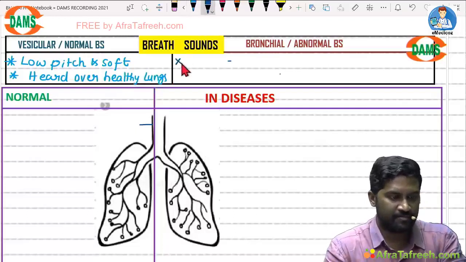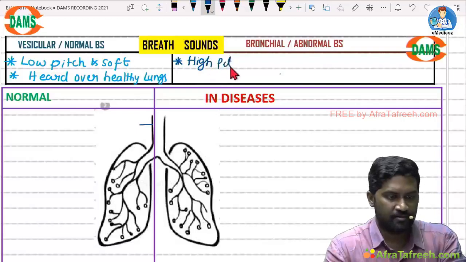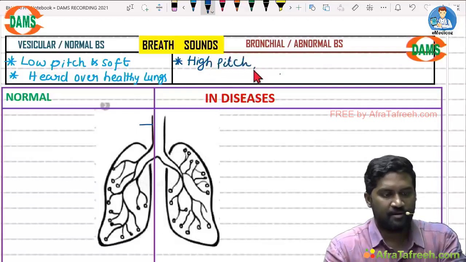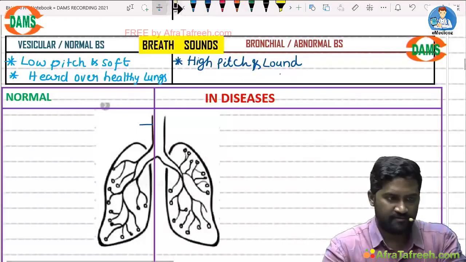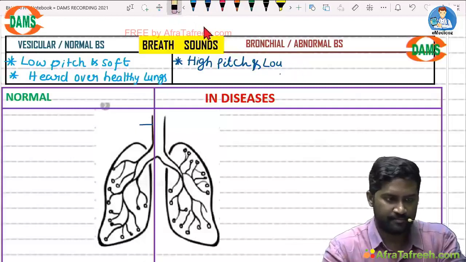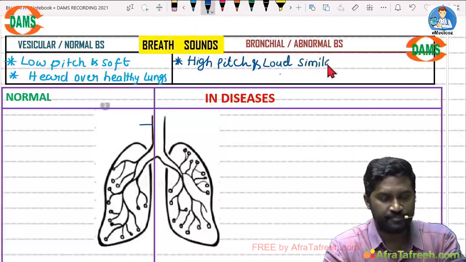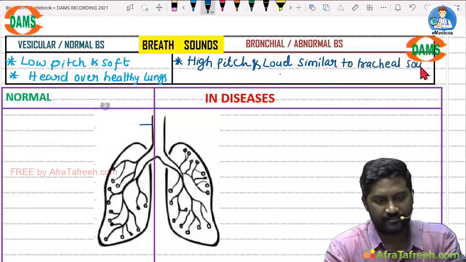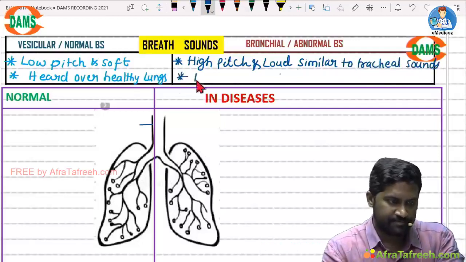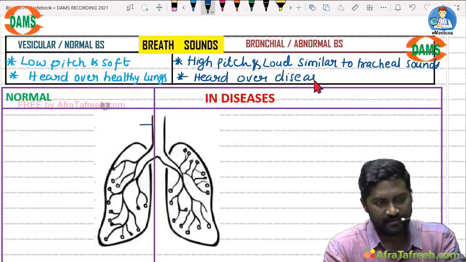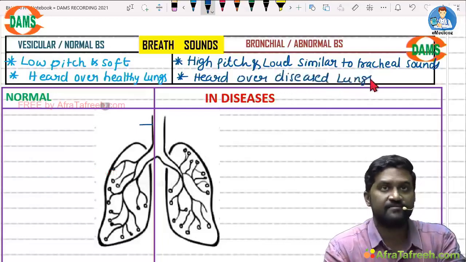Whereas bronchial breath sounds are usually high pitch and loud, similar to tracheal sounds, and these are heard over diseased lungs.